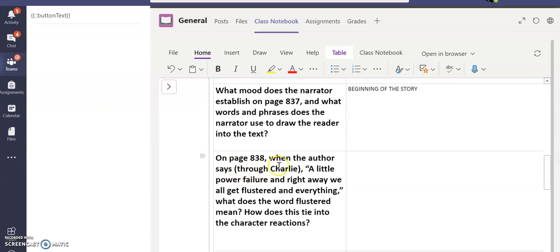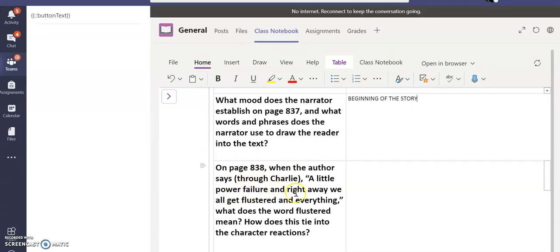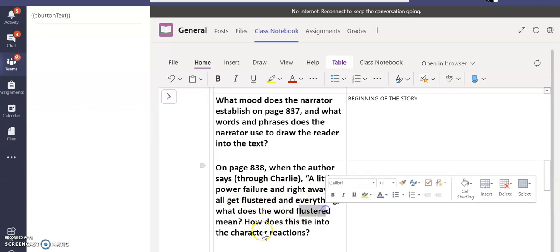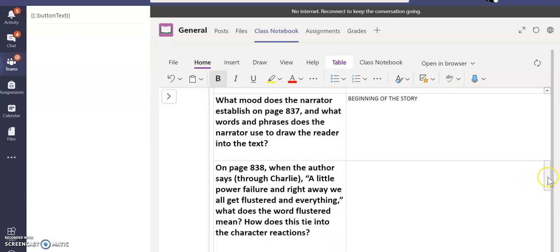When the author says through Charlie, a little power failure and right away we all get flustered and everything, what does the word flustered mean? And how does this tie into the characters' reactions? Why are the characters flustered? What does it mean?